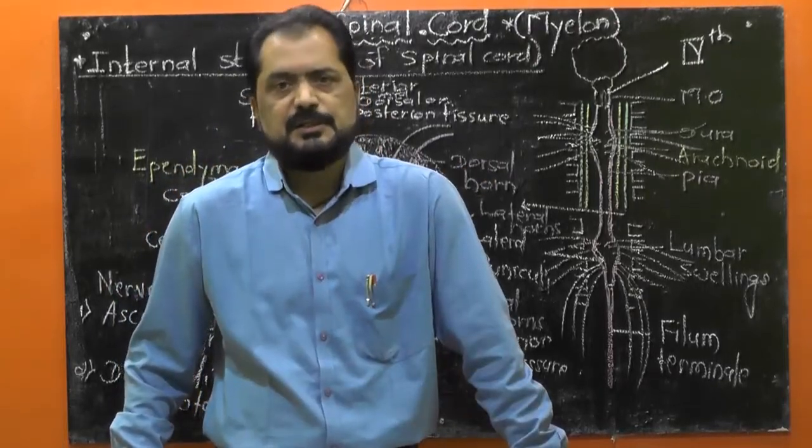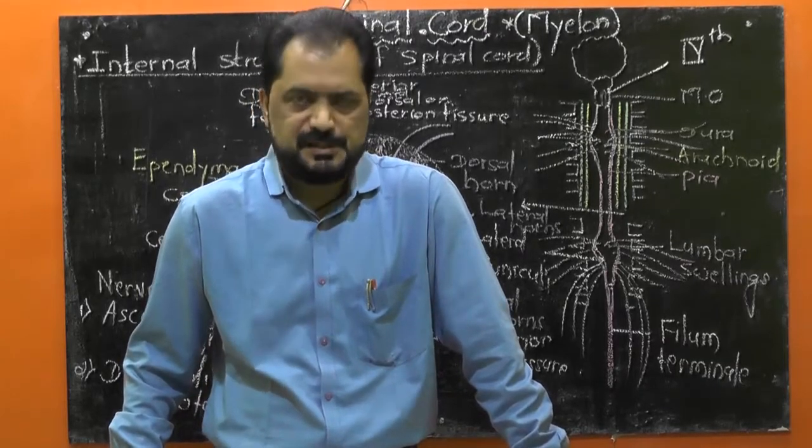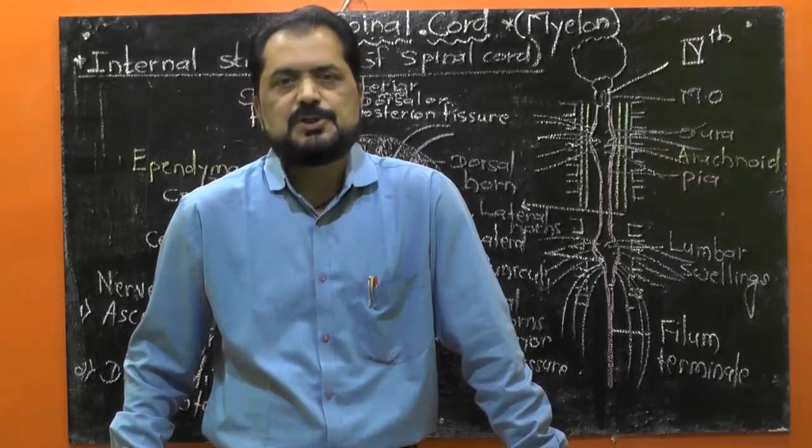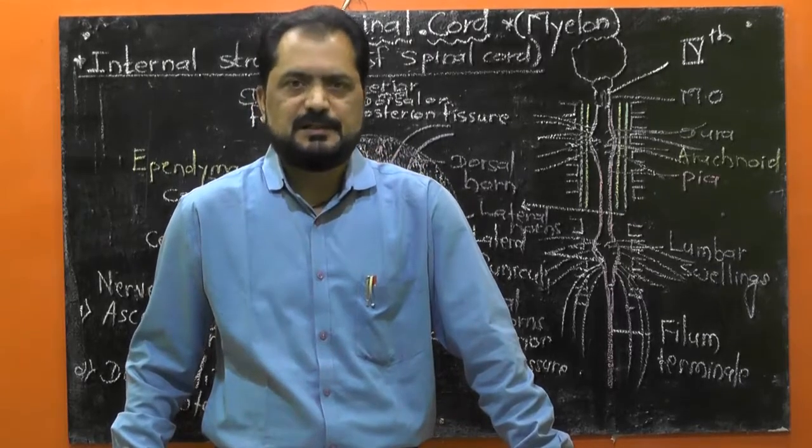Here it ends the study of central nervous system. Now next lecture we shall talk about the peripheral nervous system.